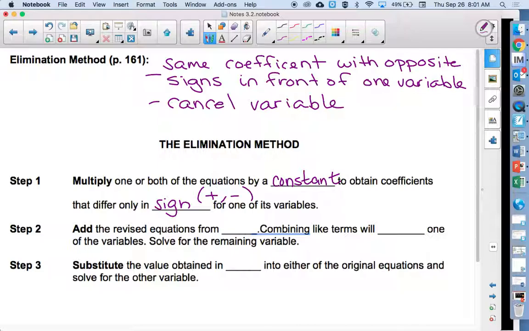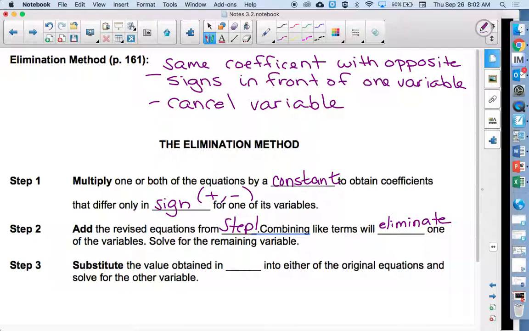Adding the revised equations from step 1, so we have these 2 new equations, we are going to add them together. By combining the like terms, we will eliminate, cancel one of the variables, whichever word you want to use there. And then you'll solve for the remaining variable. Once you eliminate, it's a really easy piece to solve.